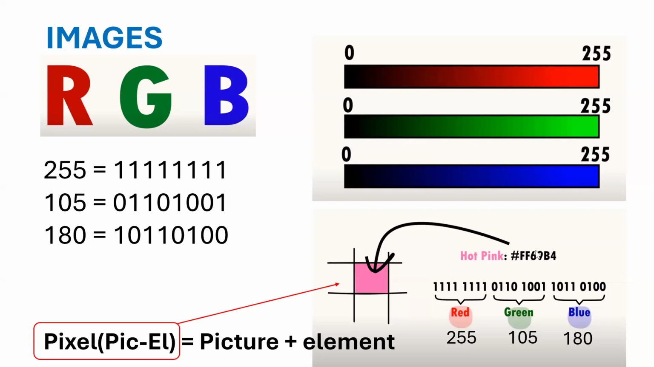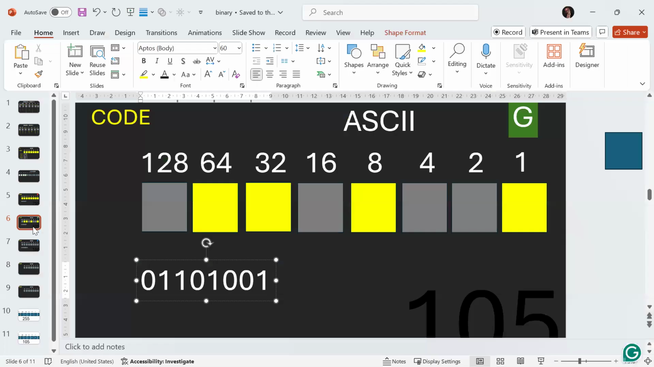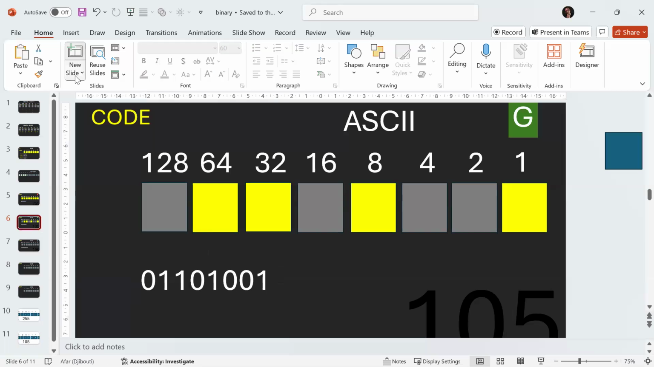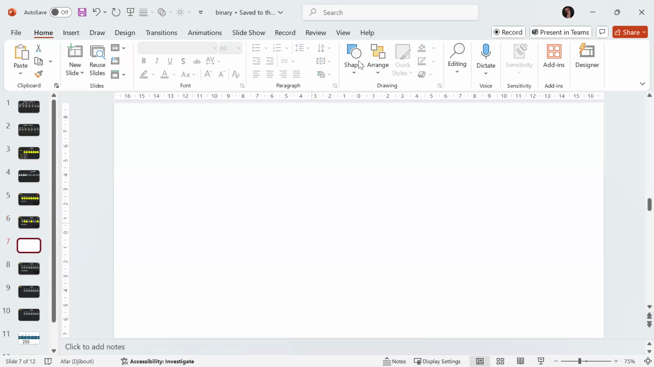When you combine them, look at this end. You can see you have 11111111, 01101001, 10110100. This is what the computer stores for that small pixel, for that dot that is pink. And for us to demonstrate it, let me just use PowerPoint, because PowerPoint equally has some design tools. So let me create a box.